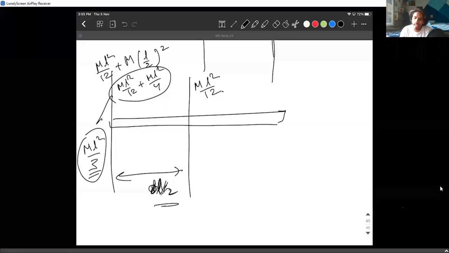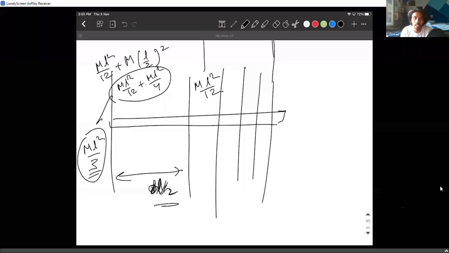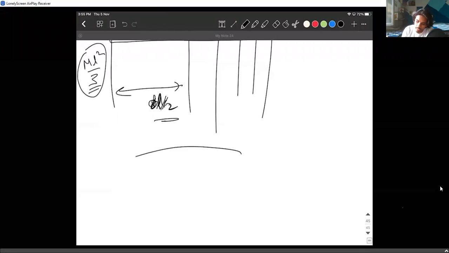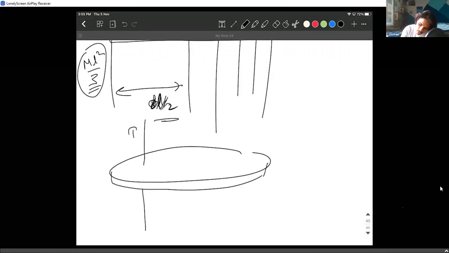It comes in handy when you want to find it about this axis or this axis or this axis. Now make sure you're always going from the center of mass only. You can't take a random body, like let us say you have a disk. Let us say you already know this value.